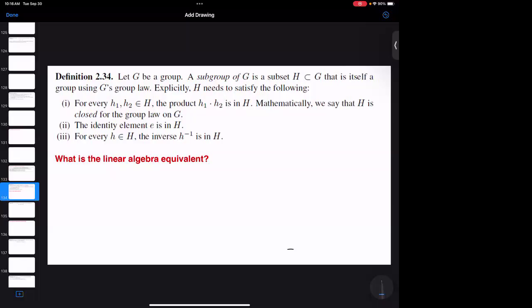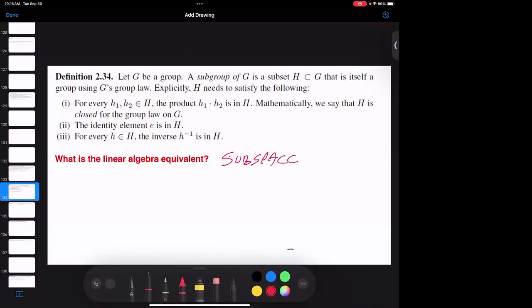So we know if we multiply any two things in H, it's going to be something in G, just from the definition of the composition law, but it doesn't have to be in the subset. So if it is in the subset and the inverses are in the subset, then we say it is a subgroup. And I asked you before, what is the linear algebra equivalent? Subspaces. So you could have a vector space and you could have a subspace living inside the vector space.